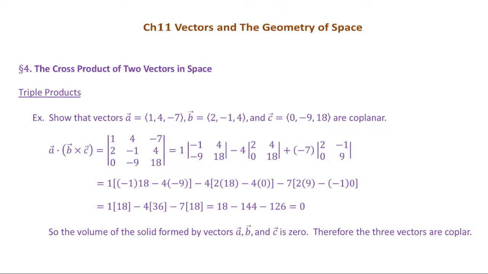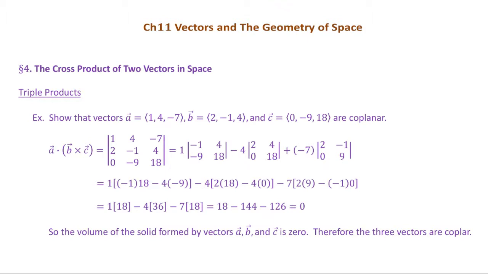We can find the volume of the box from the three vectors a, b, and c. But what happens if the three vectors a, b, and c are coplanar? That means they are on the same plane. Then you don't have a box. When all three vectors are on the same plane, you cannot form a box, or the volume of the box will be zero, right?